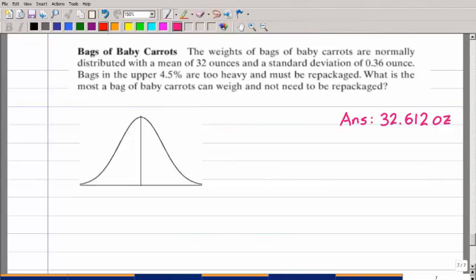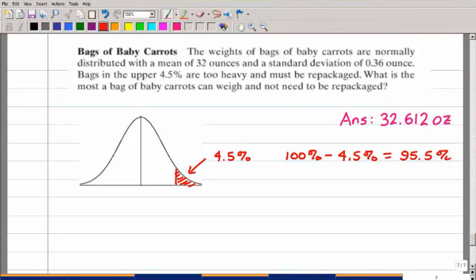So the top 4.5% are deemed too heavy. So anywhere in here at that cutoff point. So similar to, we're looking for the bottom of the top 4.5% again. So essentially then we want to know what's the percent to the left. Well, 100% basically minus 4.5% equals 95.5%. So as a percentage, it's 95.5. As an area, it's 0.955.